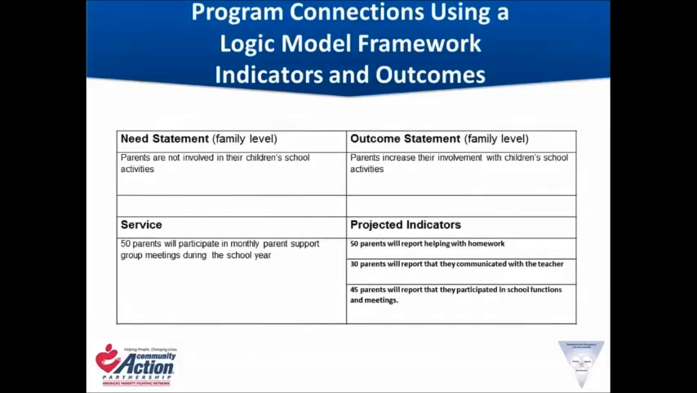On the next page, the need statement was that parents aren't involved in their children's school activities, and the outcome is that they've increased their involvement, and the service is participating in monthly parent support groups. But the important thing for you to look at here are the indicators. How do you know that things are changing? In this example, 50 parents report helping with homework.